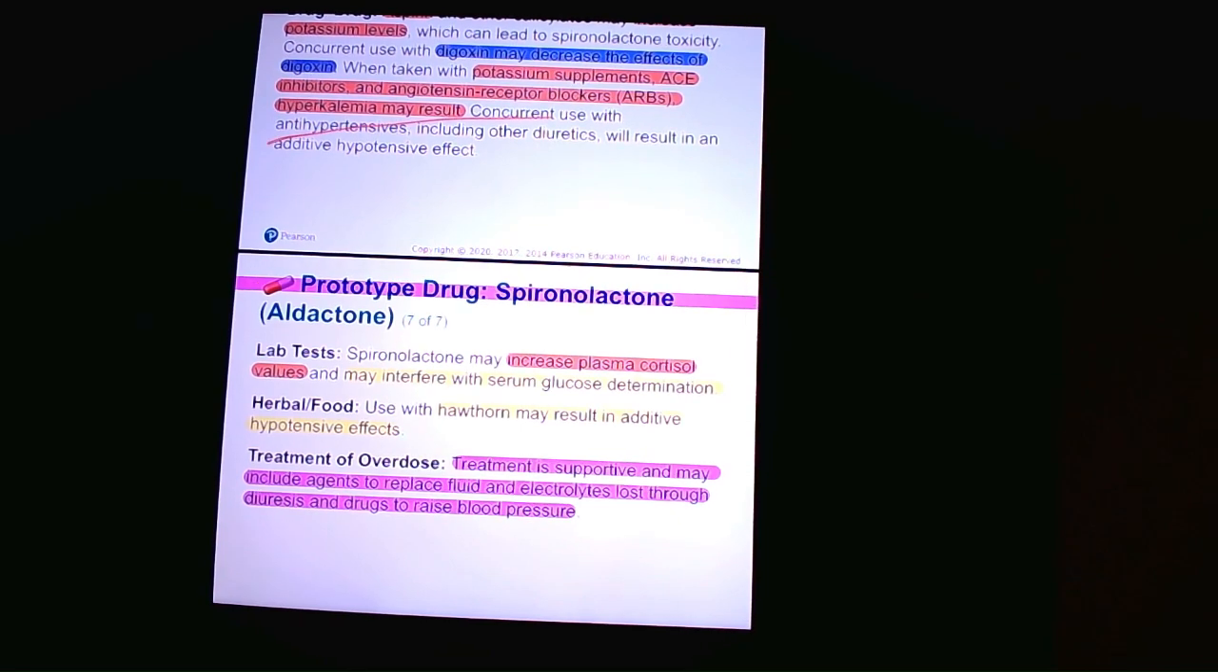Concurrent use with other antihypertensives. I did not even highlight it because it's so obvious. This drug already causes you to lose some urine, right? It lowers your blood pressure, and if you take it with other things that lower your blood pressure, they're going to lower your blood pressure.